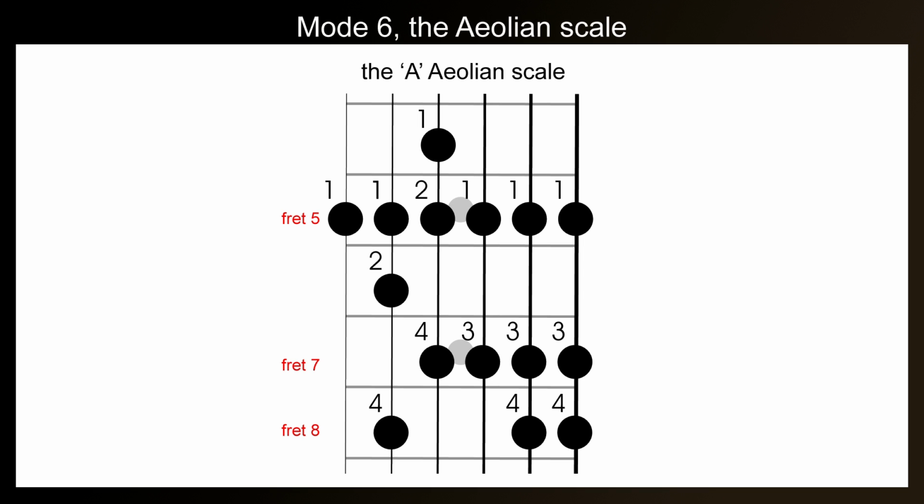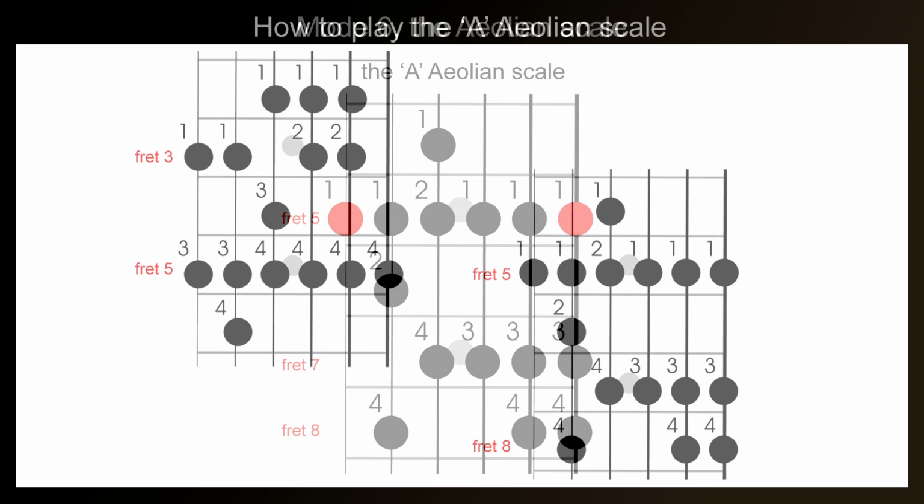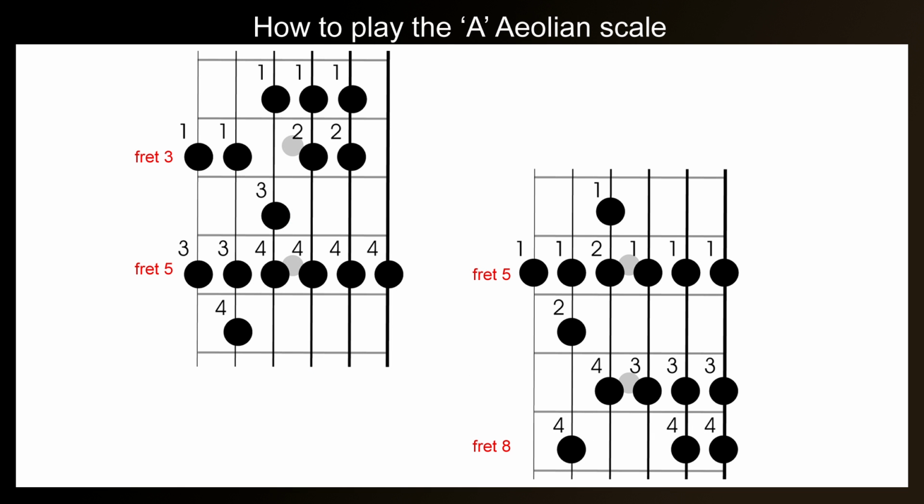And what makes this an A Aeolian scale is the fact that it starts and finishes on the root note of A. Today we'll be looking at two versions of this scale, and both of them start on the 5th fret of the bottom E string and finish on the 5th fret of the top E string. However, the shape in between is completely different.